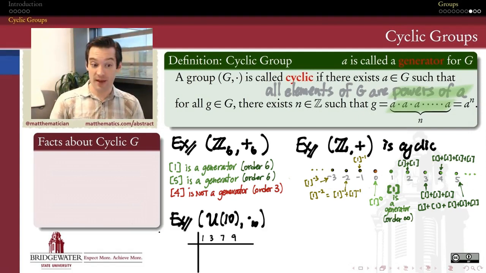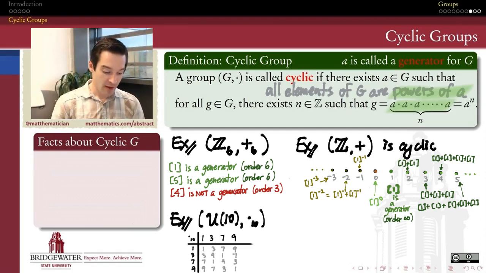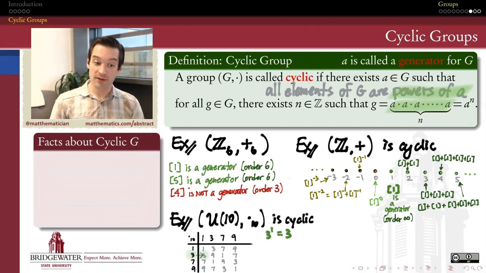All right, here's another example that's a little bit less straightforward. How about the multiplicative group of units mod 10? These are the equivalence classes mod 10 that have multiplicative inverses. It turns out that this consists of just the equivalence classes of 1, 3, 7, and 9 mod 10. If we write out the Cayley table for this, then we can see why this turns out to be a cyclic group. For example, 3 happens to be a generator.